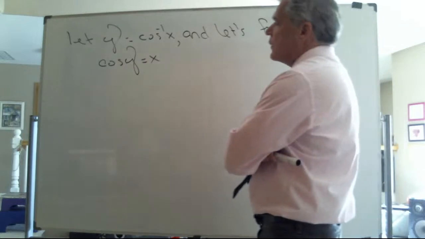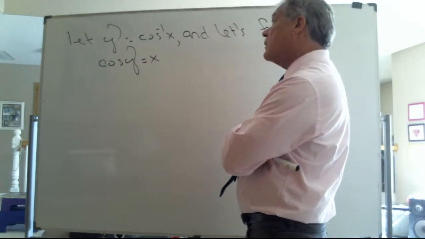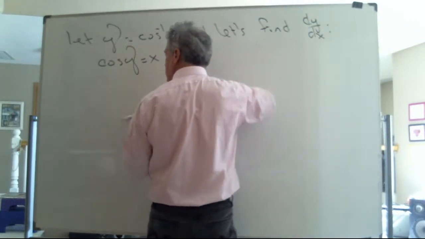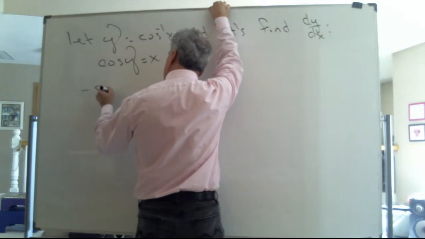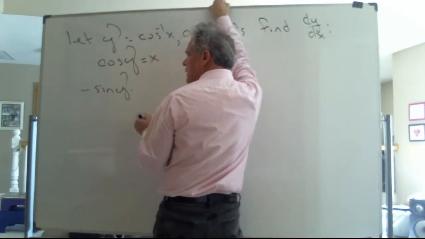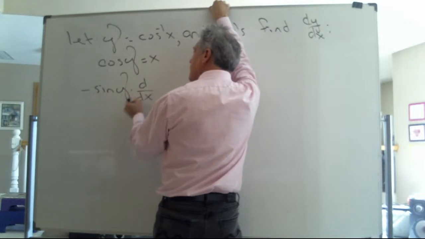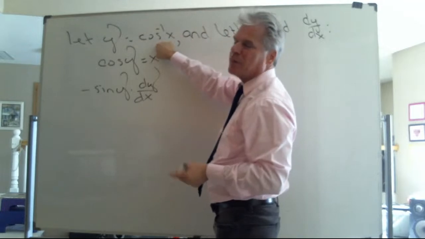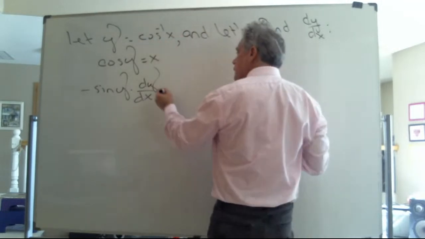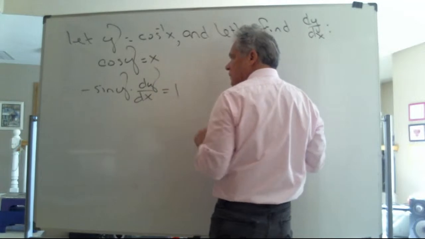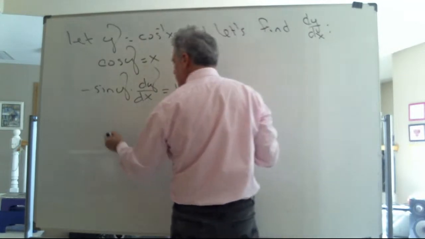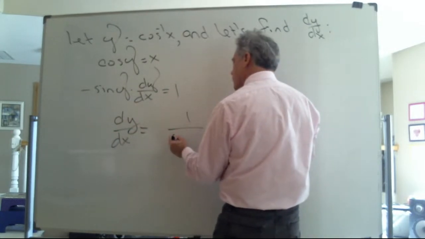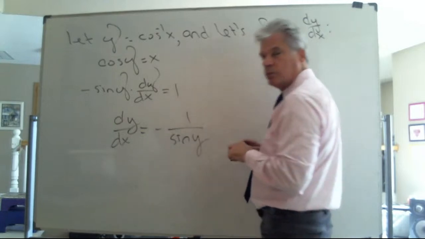Now, treating y as a function of x, I will differentiate implicitly with respect to x. To differentiate the cosine of anything, I get the negative sine of that thing. But the chain rule says I need to multiply by the derivative with respect to x of whatever the innermost function was. Well, I call it y. We knew what it was, but I'm pretending we don't. Differentiating the right-hand side with respect to x gives me this. But that implies dy/dx is 1 over the sine of y with a sign change.